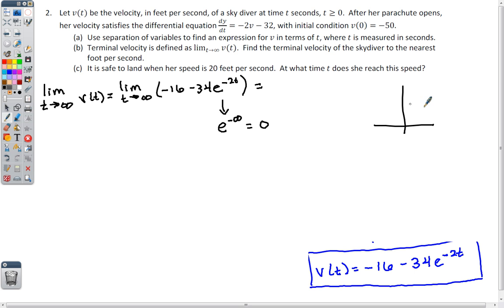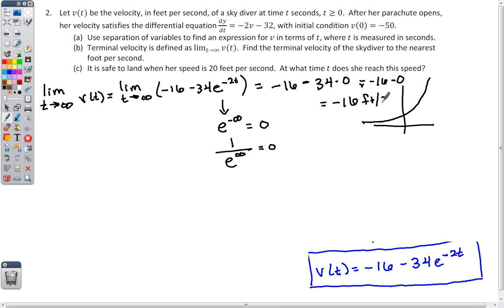Or I can think about the graph, right? That's what's happening as I go to negative infinity. Or thought about another way, this is basically 1 over e to the infinity, right? And e to the infinity is huge. 1 over a huge number is 0, right? So if this is going to 0, I essentially have negative 16 minus 34 times 0. 34 times 0 is 0, so I essentially have negative 16 minus 0, or negative 16 feet per second. So they like to try and trip you up with that nearest foot per second thing, but this is actually a very simple calculation you don't need a calculator to do.